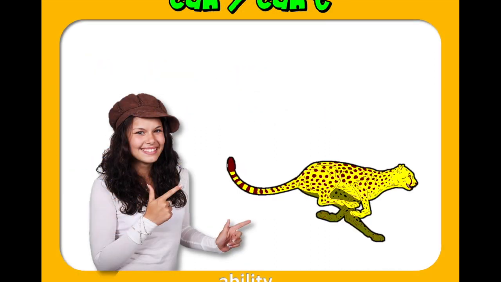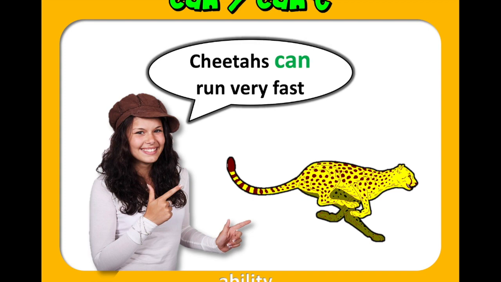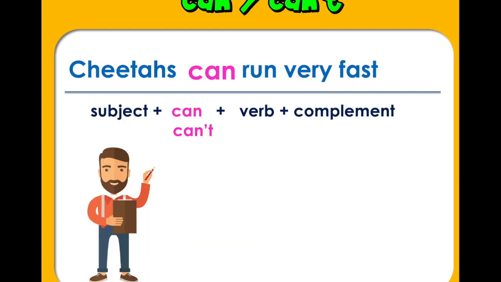Let's see another example. Cheetahs can run very fast. Let's take a look at the structure. Cheetahs can run very fast. We use subject for cheetahs, then can in affirmative, verb run, and the complement very fast. Good job!